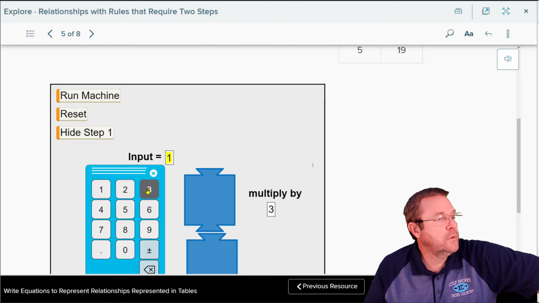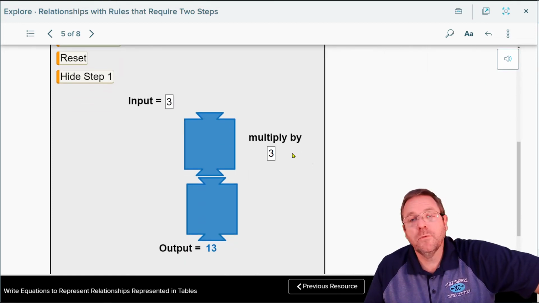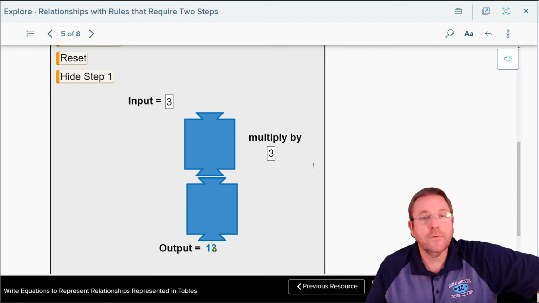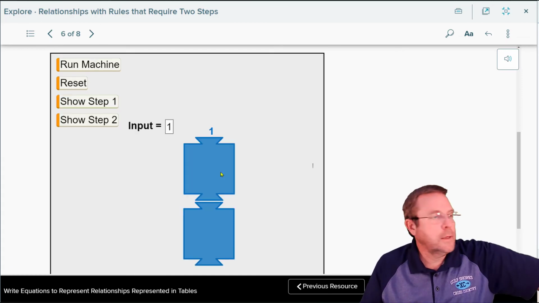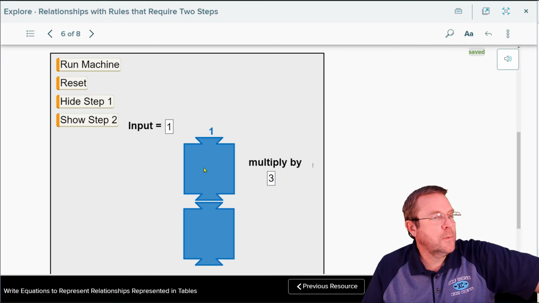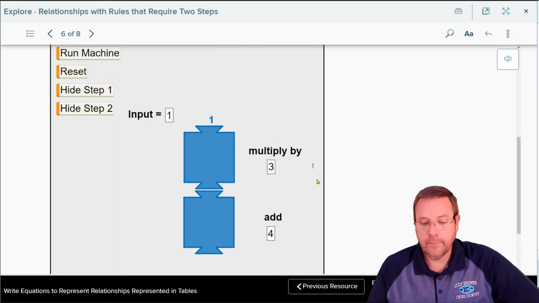So how about if we use a different number? If we use the 3 here, and we run the machine again, well, guess what? It's still going to be 3 times 3, which is 9, and 9 plus what is 13? It's going to be 4 again. And with that, we have the information we need to actually solve this problem. Taking it a little bit further with our machine, step 1 was to multiply by 3, and step 2 was to add 4, just like we talked about.